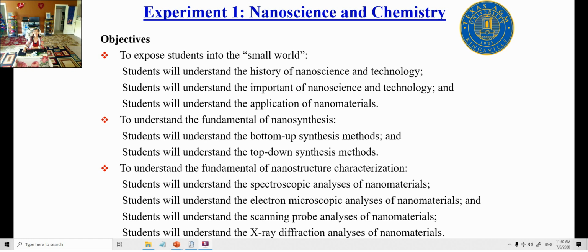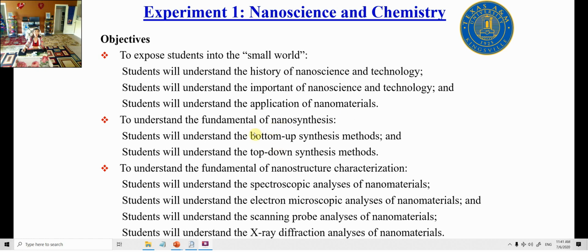So today I will discuss very briefly about experiment number 1, which is related to nanoscience and chemistry. The objective for this lab lies in 3 key points. First of all, we are going to discuss the basics related to the small world. You will learn and understand the history of nanoscience and technology, and then you are going to understand the importance of nanoscience and technology in our daily life. So students will also understand the application of different types of nanomaterials.